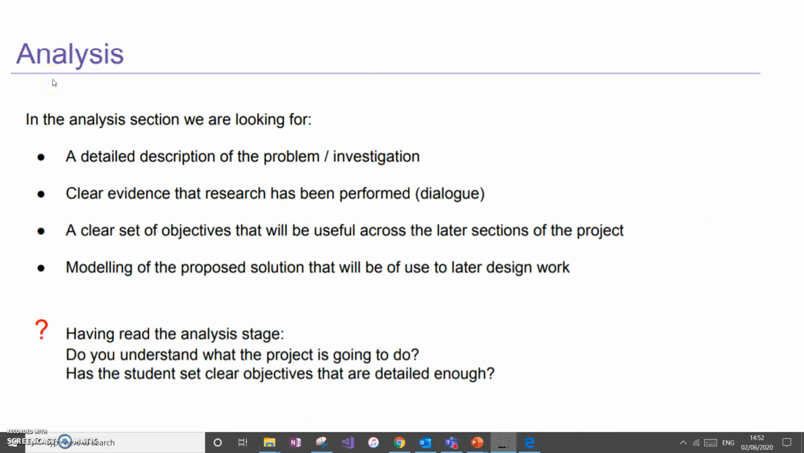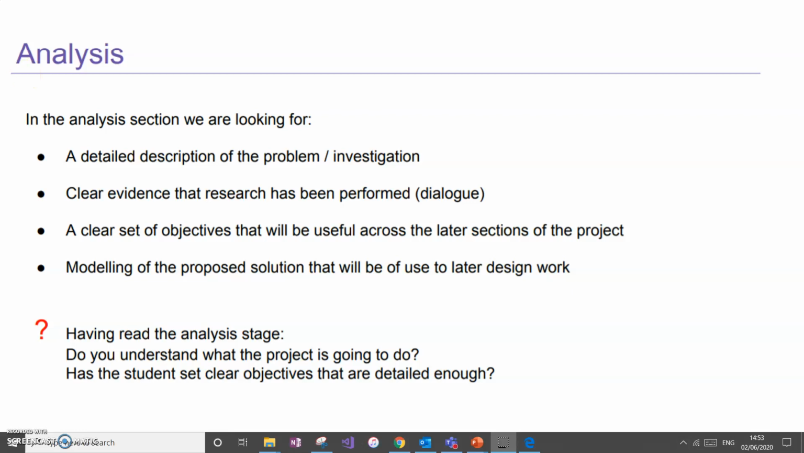So the analysis then, the key things that you're looking for in the analysis. Now this is the advice that is actually given to teachers who have to mark the projects. So the first thing we're looking for is a detailed description of the problem or the investigation that's going to be the focus of the project. Okay, there needs to be clear evidence that research has been performed, and you're going to hear me talk a lot about this word dialogue. Okay, so the depth of the research and how that informs the project is really important, and we'll talk about that in a second.